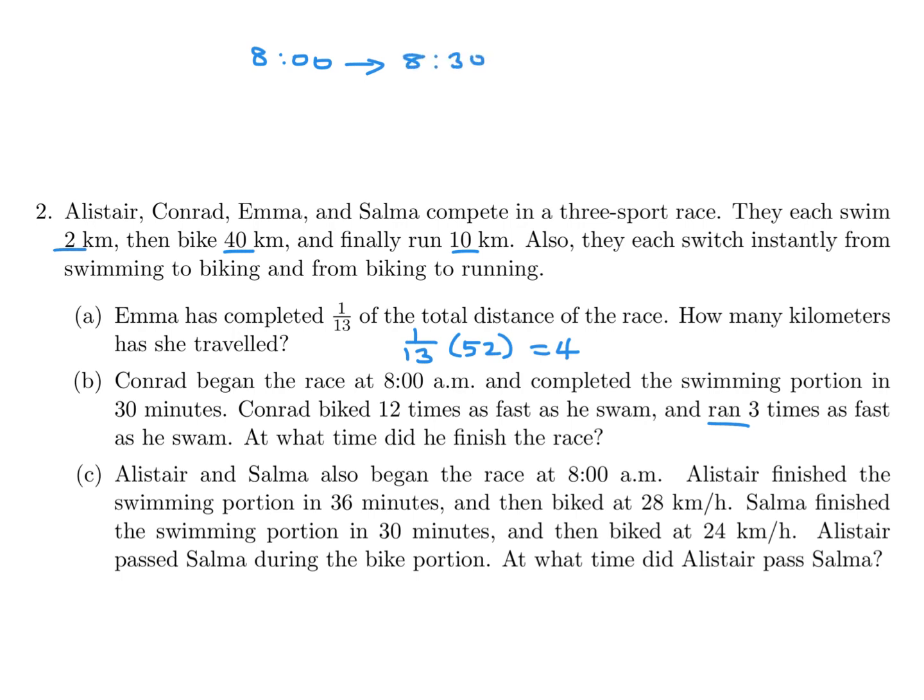Okay, we got to figure that out. So it was 30 minutes for 2 kilometers, right? So 30 minutes for 2 kilometers means in 1 hour, 4 kilometers. So 4 kilometers per hour would be the speed that he swam at. Okay, and then 8:30 till something, but he's biking now, and he's biking 12 times as fast. So 12 times 4 is 48. So 48 kilometers an hour is how fast he bikes.